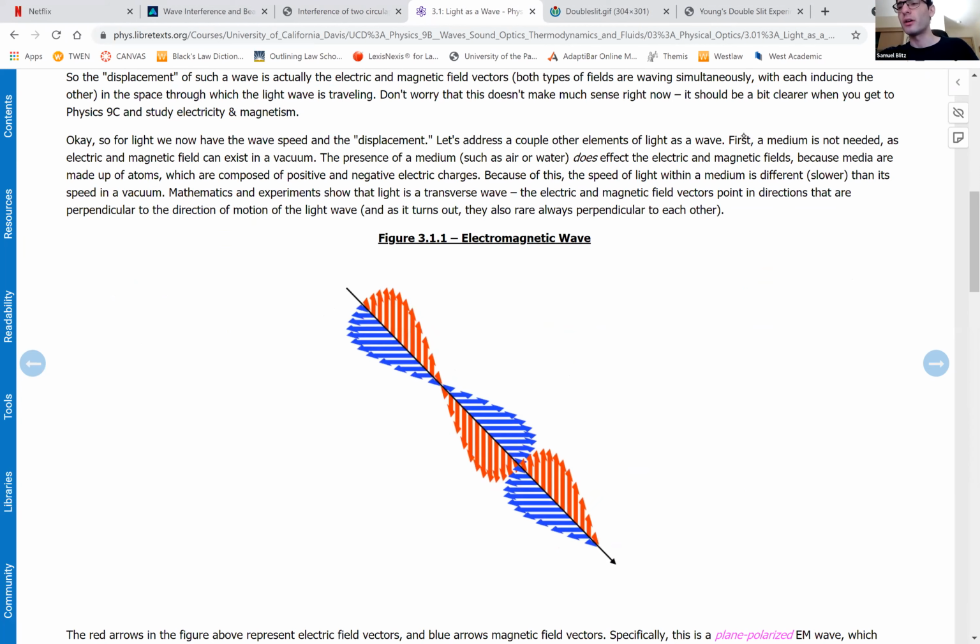The direction of the disturbance is the direction that the electric field is oscillating. And that in particular is always perpendicular to the direction of motion. This would represent a transverse wave. The electric field cannot oscillate in the direction of motion of the wave. It always is perpendicular. And again, you won't learn that in 9C, but if you go further in physics, you will learn why that has to be the case. But that is just a phenomenon that happens.